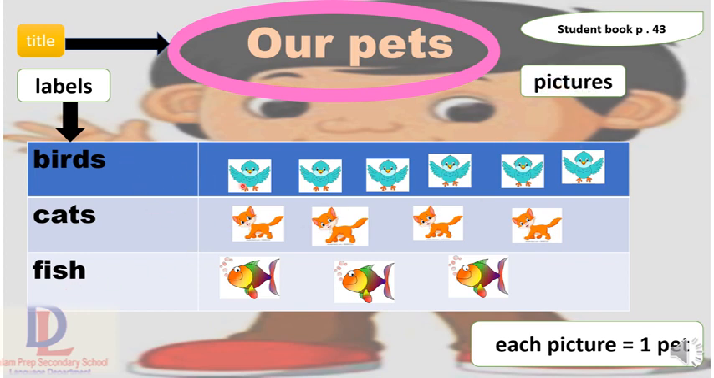Beside every label, we have pictures. Beside the label of birds, I have pictures of birds. Beside the label of cats, I have pictures of cats. Beside the label of fish, I have pictures of fish. And in the bottom, I have the small rectangle. I call it the key box.